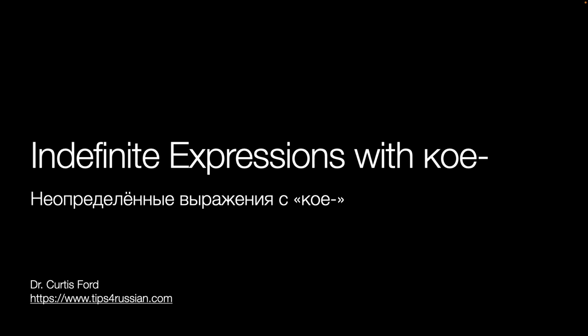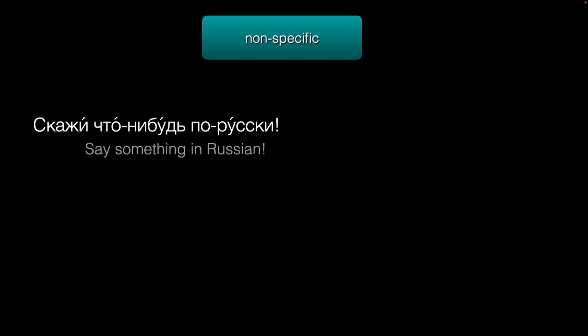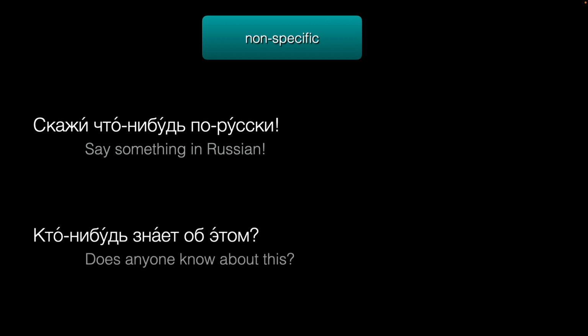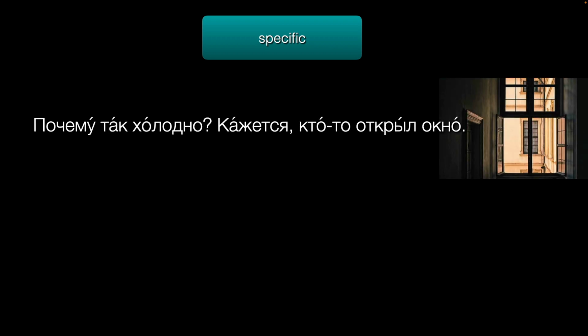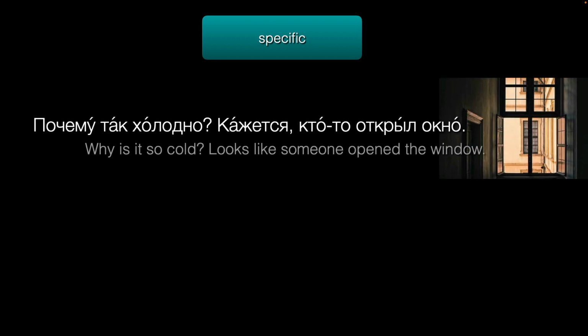In other videos, we've seen how Russian distinguishes between several kinds of indefiniteness. When we refer to something that's not at all specific, that may not even exist, we use нибудь. Скажи что-нибудь по-русски. Кто-нибудь знает об этом? When we talk about something specific, whether or not we can identify it, we use то with question words. Почему так холодно? Кажется, кто-то открыл окно.